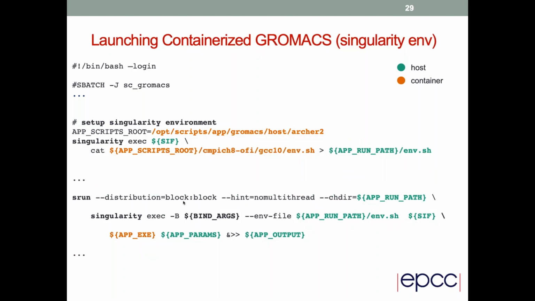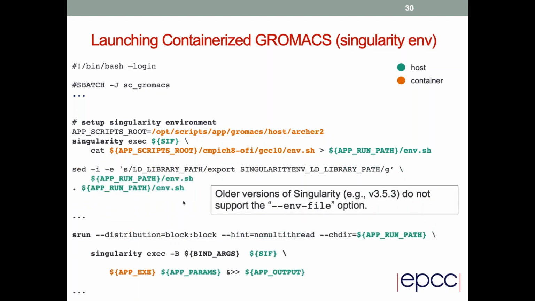Now onto the environment that the container needs, I should say the LD_LIBRARY_PATH environment variable. I do the same thing in that I execute the Singularity image file such that I output the content of an environment script that's held against a particular combination of HPC platform, MPI library, and compiler. So that's the CMPICH8 and GCC10. I output that into an environment script that's held on the host, because I'm now going to pass that environment script to the --env-file option in the Singularity command below.